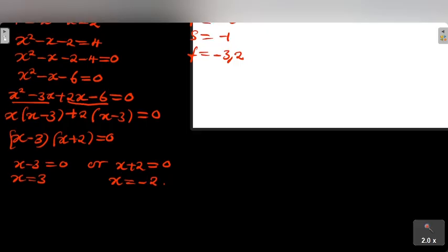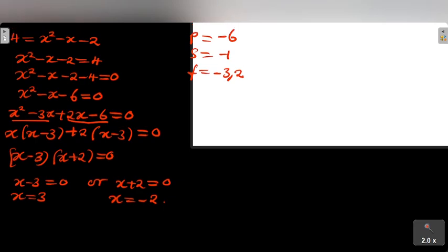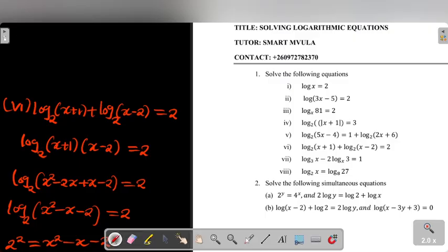Now we need to confirm, because whenever you get a negative value while solving logs, you test. When we put negative 2 in place of x, x plus 1 becomes negative 2 plus 1, which is negative. So we are testing: we have log base 2 of (negative 2 plus 1) plus log base 2 of (negative 2 minus 2), which is equal to 2.